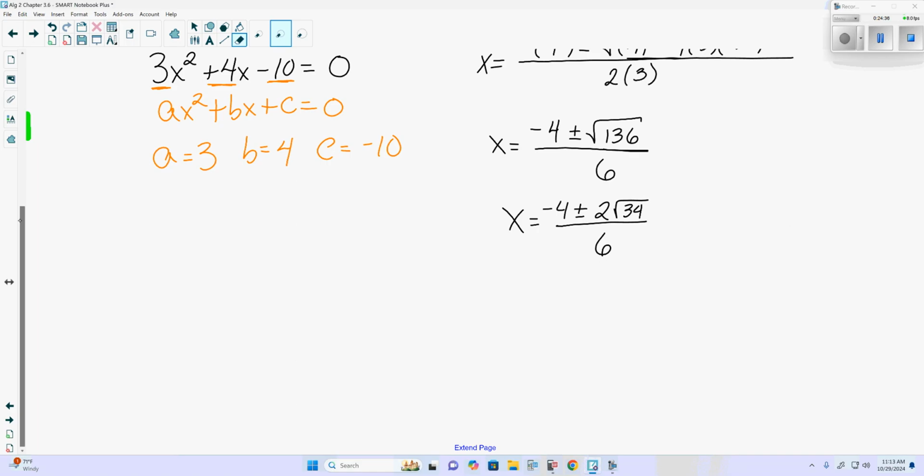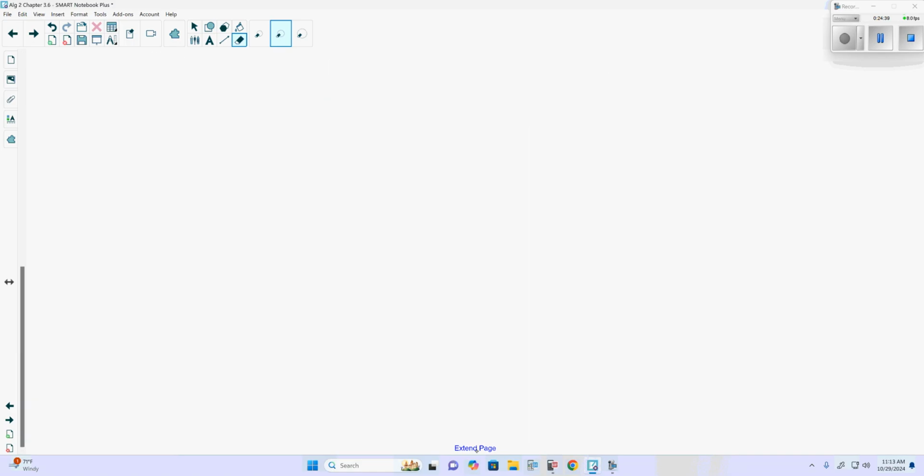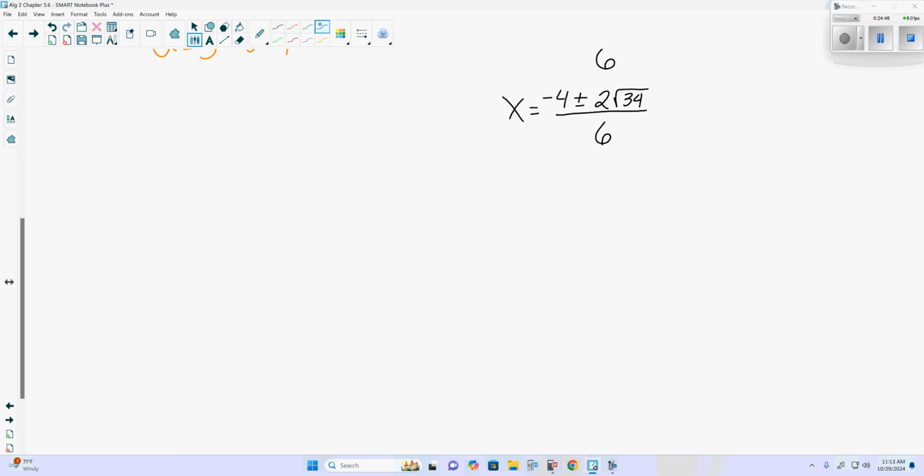Now, there are ways to do this. The first way you can do this, if we did this by hand, is looking at the greatest common factor on top between these 2. What is it? 2. We're not so much looking at the negative, we're just looking at the number. And I can factor that out of negative 4, which leaves me with 2, plus or minus. If I factor the 2 out of 2 square root of 34, we're left with square root of 34 over 6.